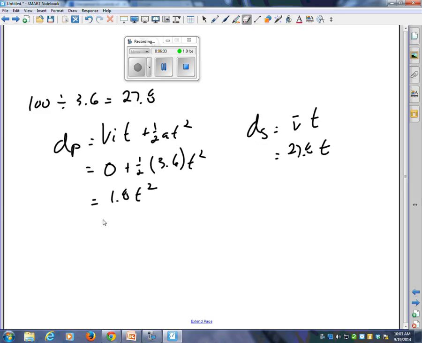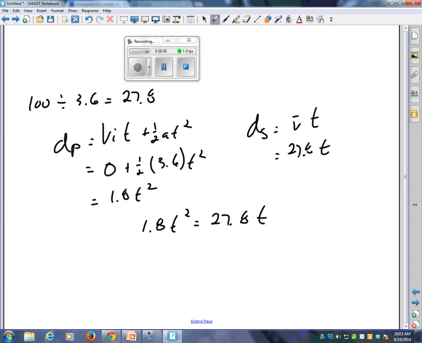Just like in Jack and the Bus, is this t equal to this t? Same amount of time. Is the displacement of the police car equal to the displacement of the speeder? It is when he catches him. So what do we do? Well, you set them equal to each other. 1.8 t squared is equal to 27.8 t.